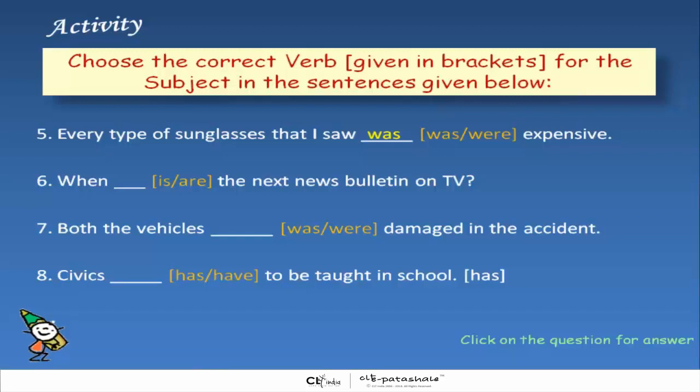When dash is or are the next news bulletin on TV. When is the next news bulletin on TV? Both the vehicles dash was or were damaged in the accident. Both the vehicles were damaged in the accident. Civics dash has or have to be taught in school. Civics has to be taught in school.